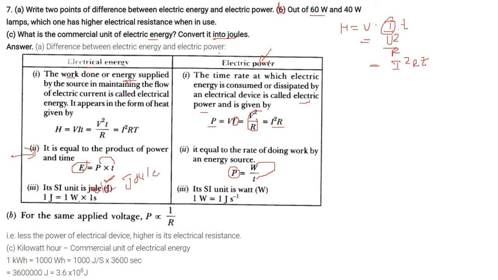1 joule is 1 watt second, since this is watt and this is second. The SI unit of electric power is the watt. 1 watt is 1 joule per second. This is energy, joule, and this is second, joule per second.